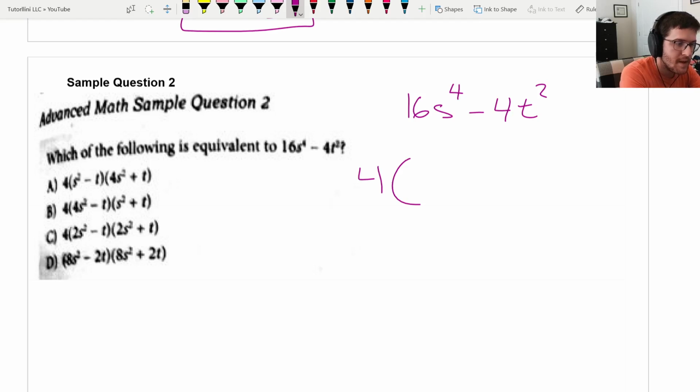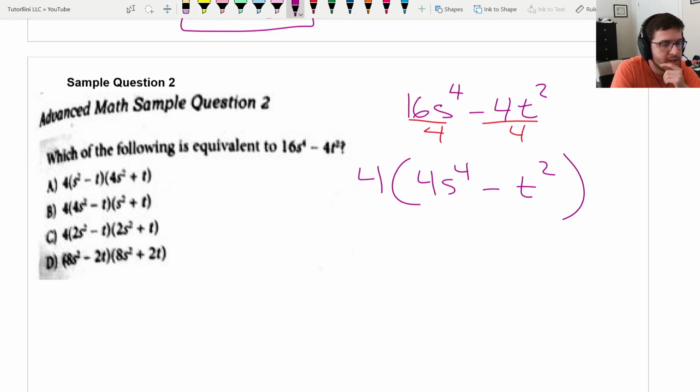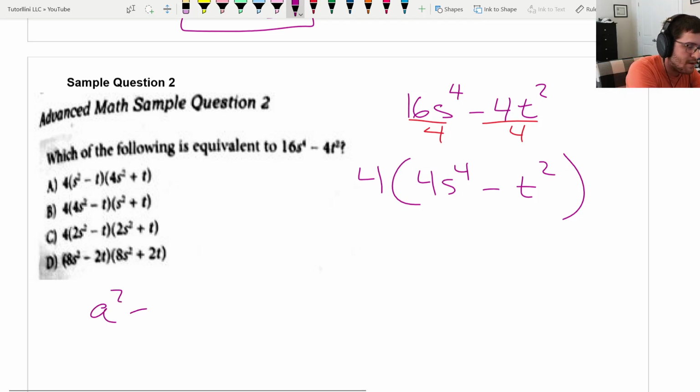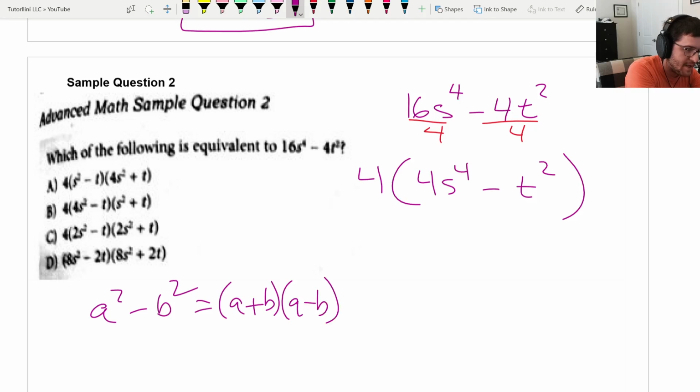We divide both these by 4 when we pull it out, and we're left with 4s to the fourth minus t squared. Now we can factor that in the parentheses using difference of two squares. It's kind of just an equation you need to know, unfortunately. I go over that in the Ottocento factoring video, so please go watch that if you're confused.